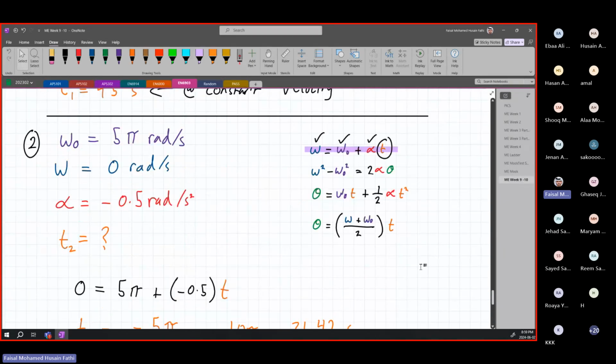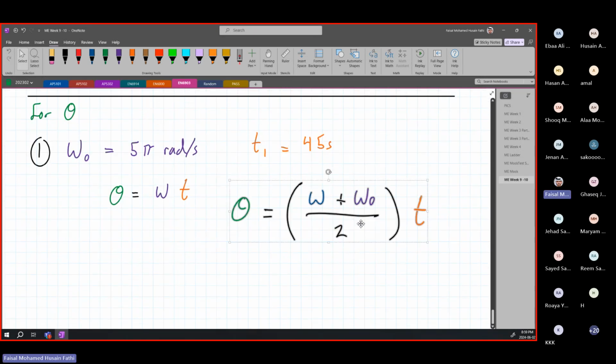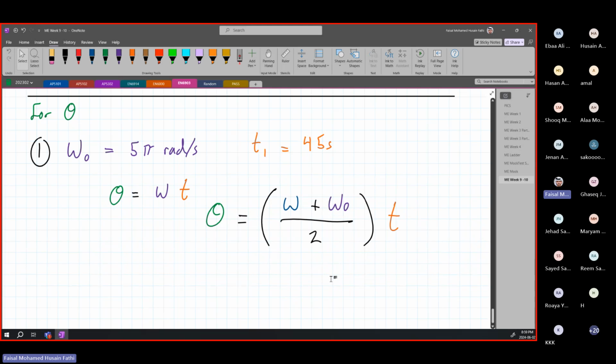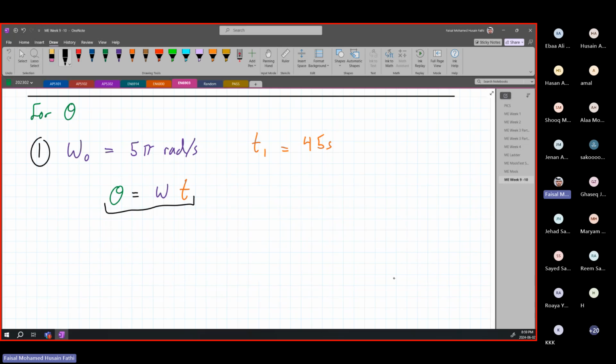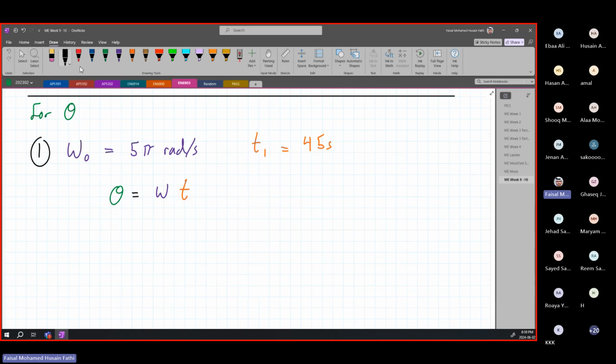And if you look at the last equation over here, just so you guys understand what I did, it is omega final plus omega initial. But since omega is the same for both, we have omega initial plus omega initial. This will become 2 omega initial over 2, which will cancel, and then we will have this final equation over here. All right? So this is what I basically did. So now we just have to plug in to find our displacement.